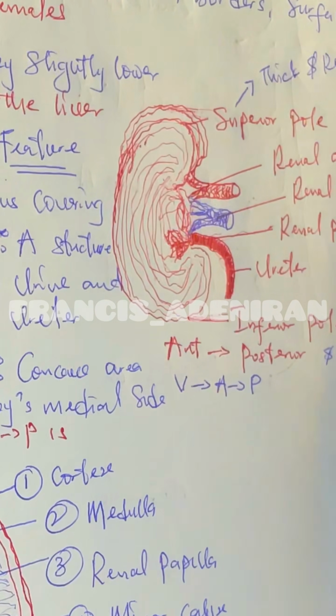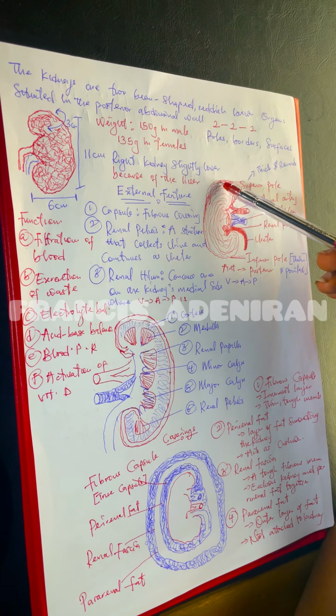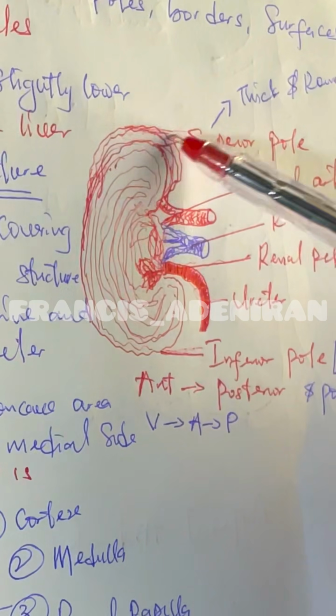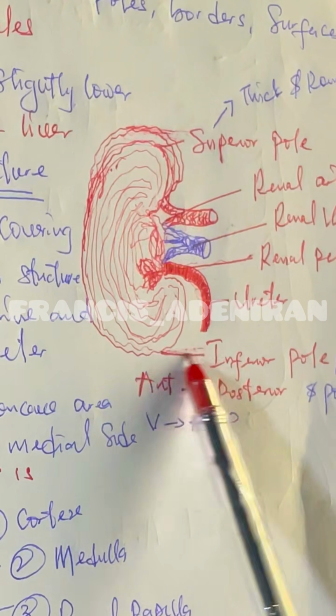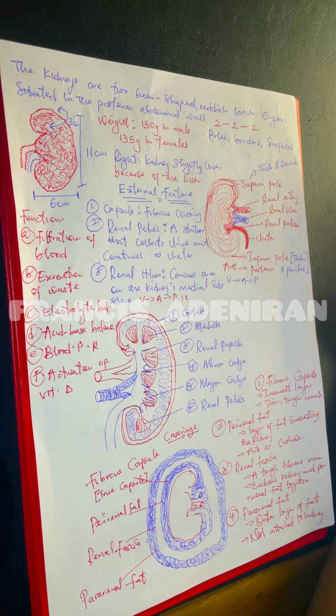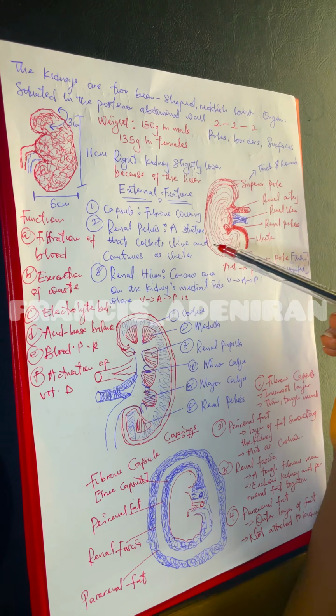renal pelvis. So once again, we have two poles, two borders, and two surfaces. The poles are the superior pole and the inferior pole. The superior pole is thick and round, and the inferior pole is somewhat thin and pointed. The borders are the medial border and the lateral border. Here is the medial border, and the other side is the lateral border.